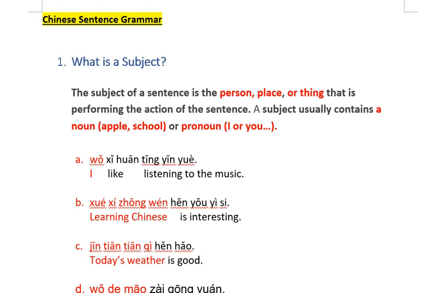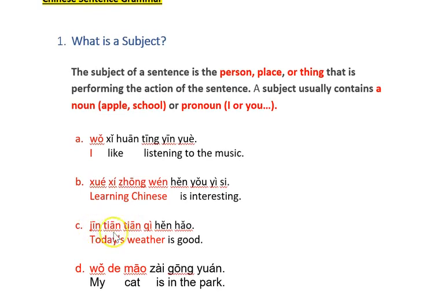Question number 1. 我喜欢听音乐. I like listening to music. The subject performing the action, which is 喜欢, is 我, I. So 我 is the subject. Number 2. 学习中文很有意思. In that sentence, 学习中文, learning Chinese, is the subject because it's a thing. Learning Chinese, that thing, is very interesting.